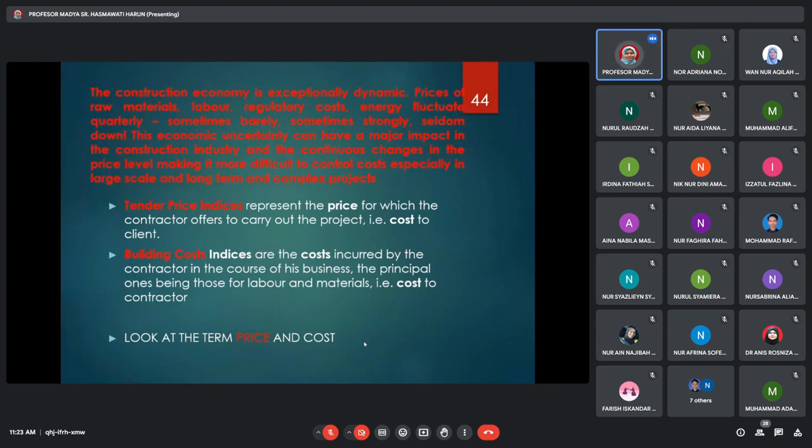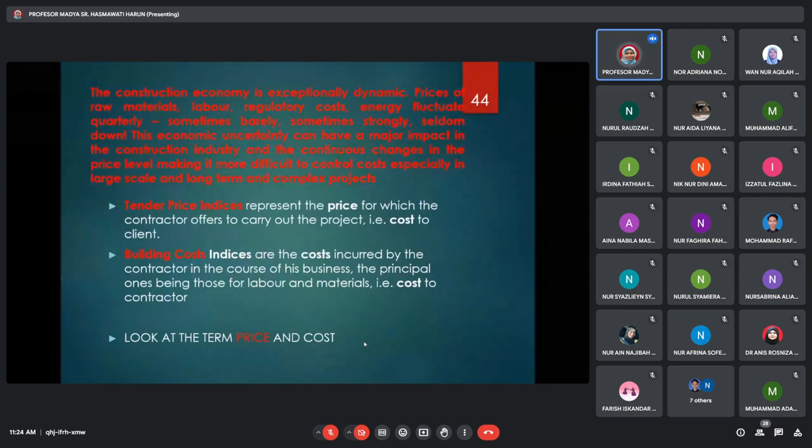It very much depends on so many other social and political issues. So there are what we call economic uncertainties that can have a major impact on the construction industry, and it continually changes. It makes the pricing level very volatile, keep on changing from time to time, in the short term and also in the very long term, for different types of projects.